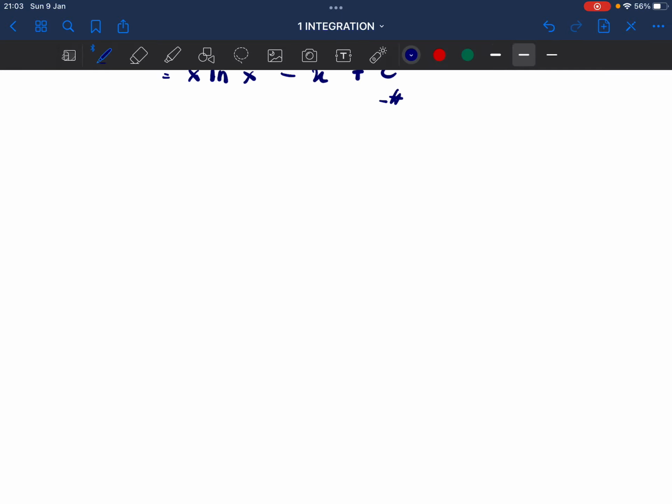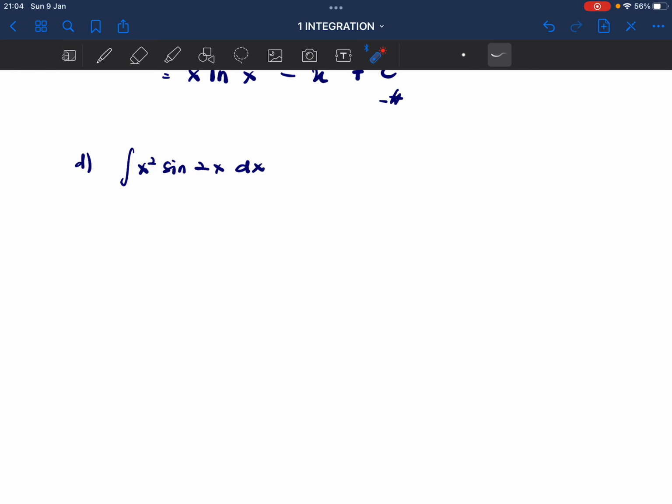Integrate. Question D, integrate x square sin 2x. Okay, before that, how do we know that we have to use by part for this type of question? Okay, first, there are two expressions. One is polynomial, one is trigonometric.